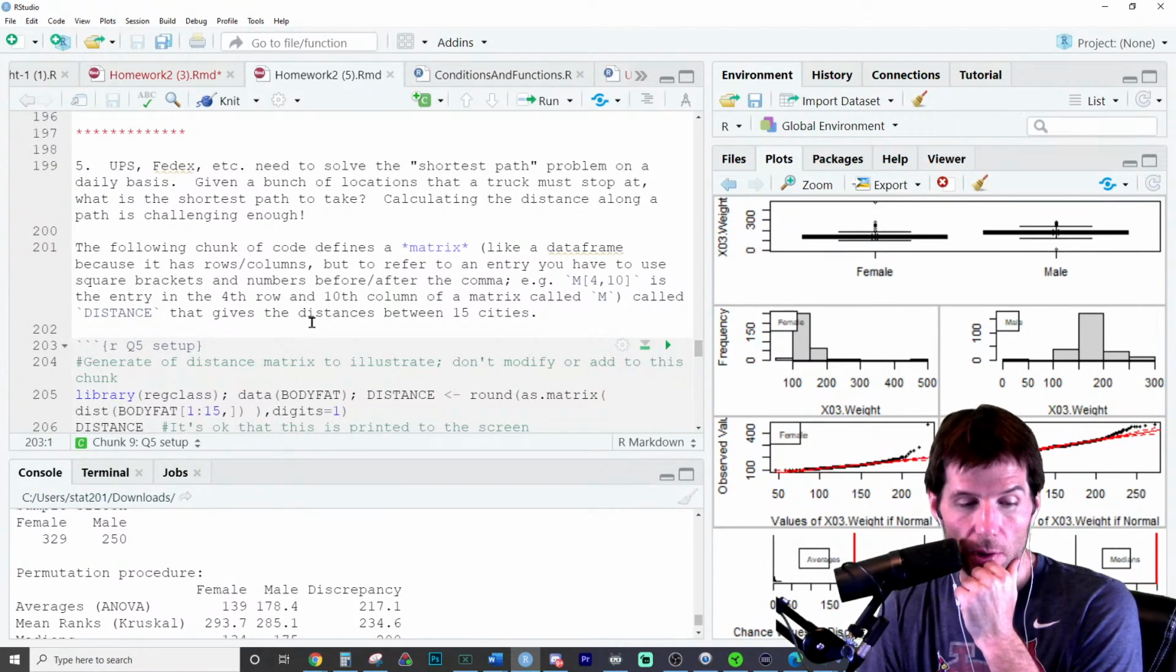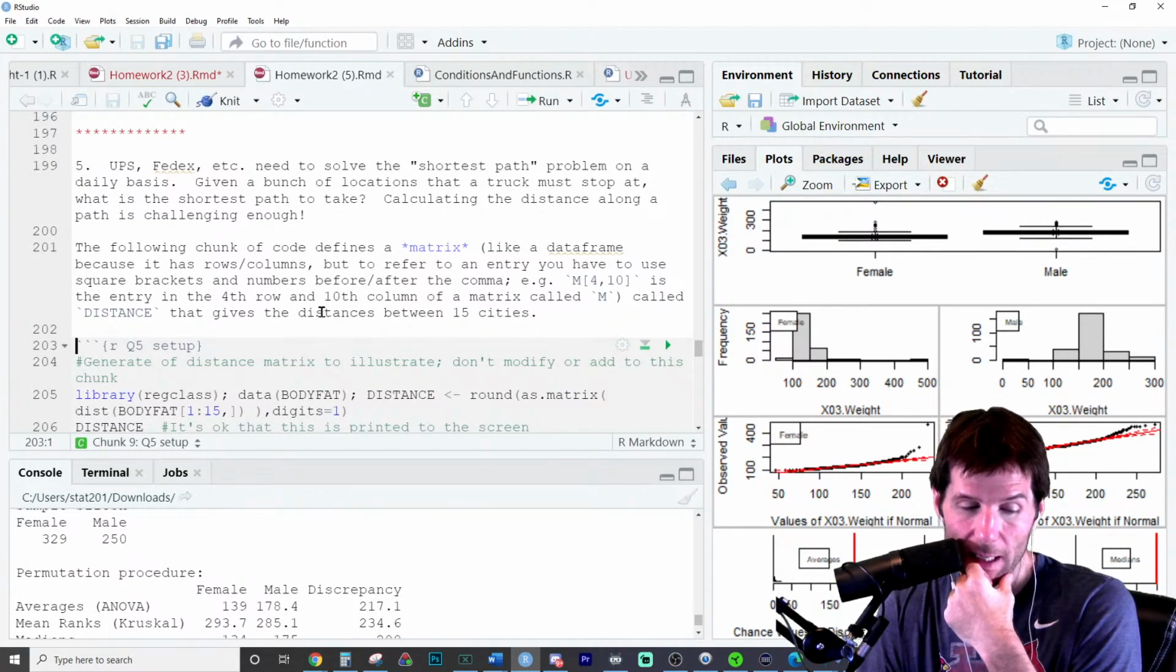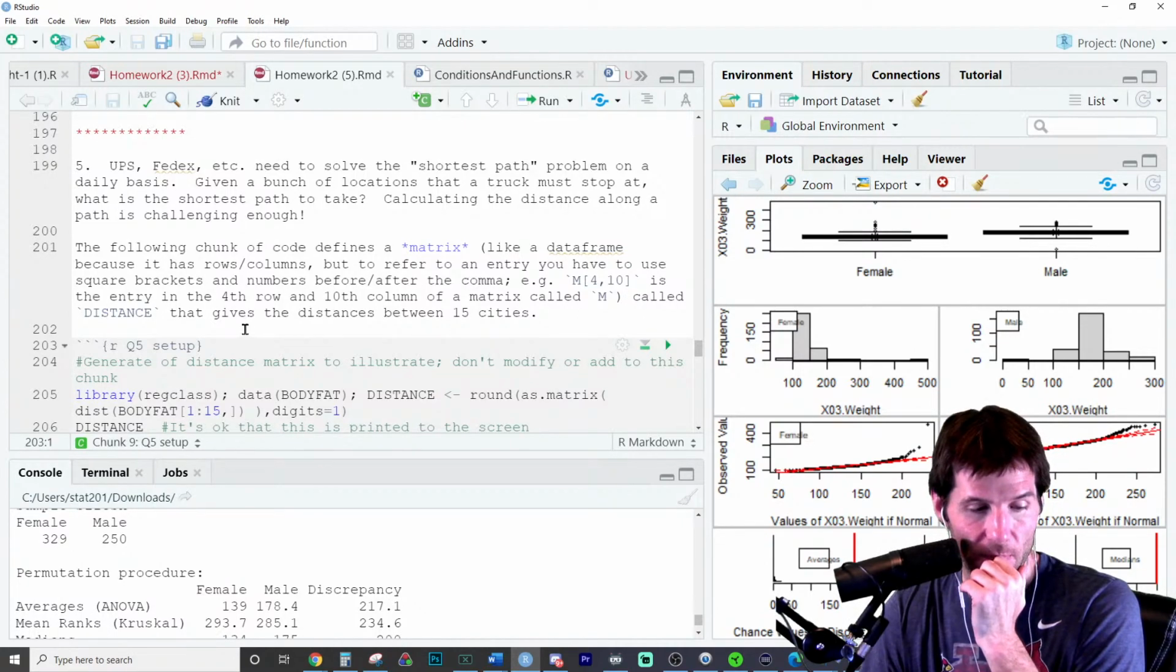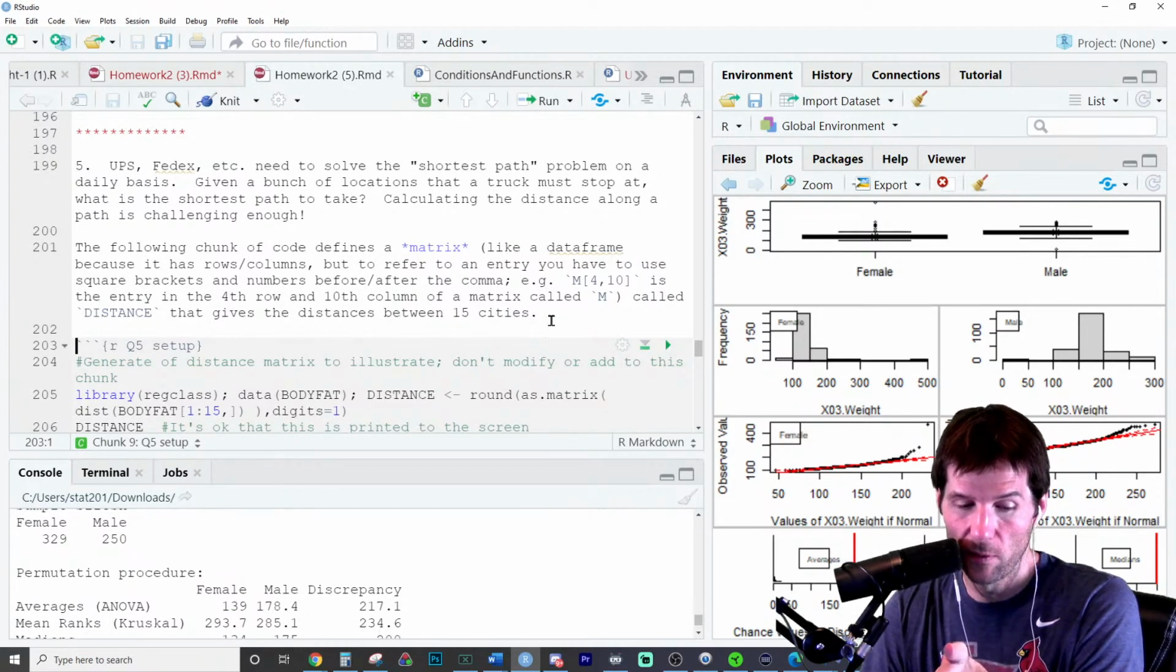The following chunk of code defines a matrix like a data frame because it has rows and columns, but to refer to an entry, you have to use square brackets. Makes sense. And numbers before and after the commas. We're looking at matrix position 4, row 4, column 10. Is the entry exactly called distance? This gives the distance between these 2 cities right here, between 15 cities.